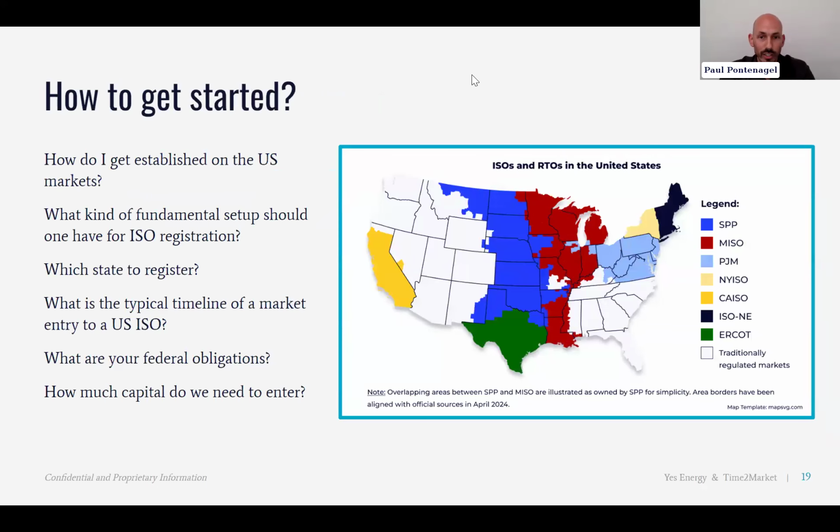So how to get started? We've gotten a lot of info from Stephanie on the different types of trade that you can do. You have your virtuals, you have your spreads, your FTRs, but how to get started? And we need to make one important distinction here between, of course, entities who are already active or registered in the US and those who are not.